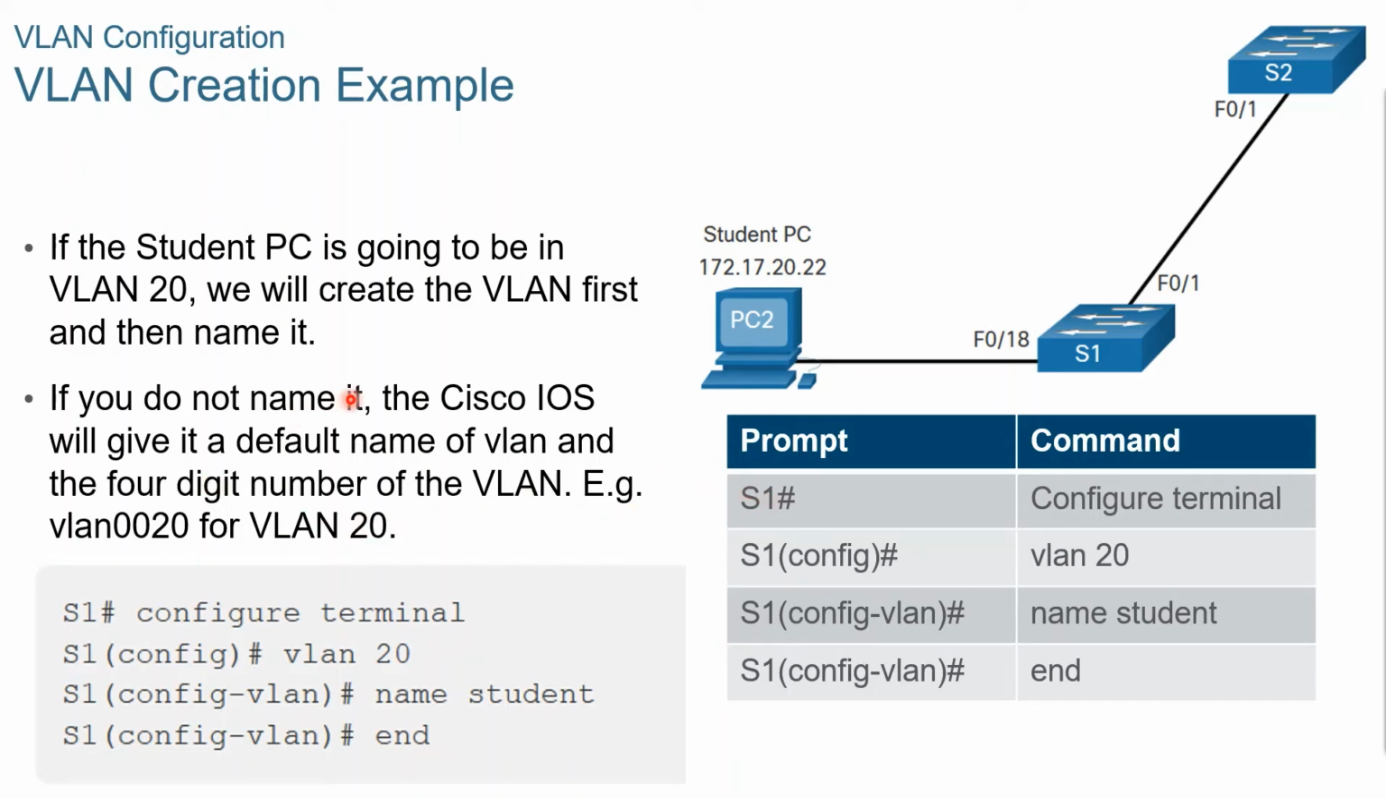To create VLAN 20, for instance, we'll have here vlan 20, name student, and simple as that. We have successfully created VLAN 20 and we have successfully named it student. That's how easy it is to create a VLAN.